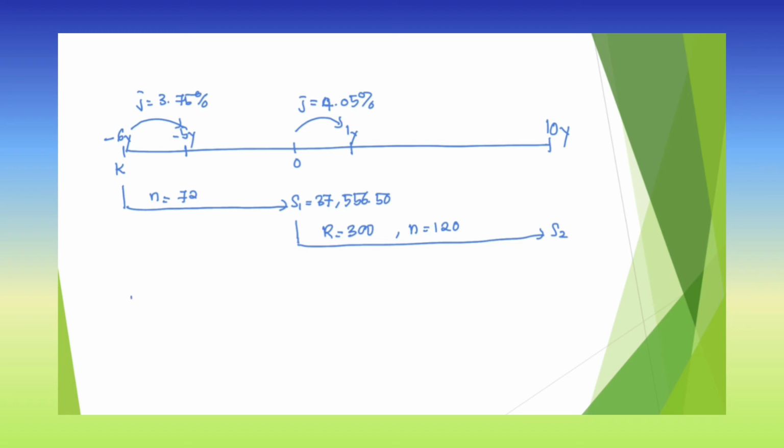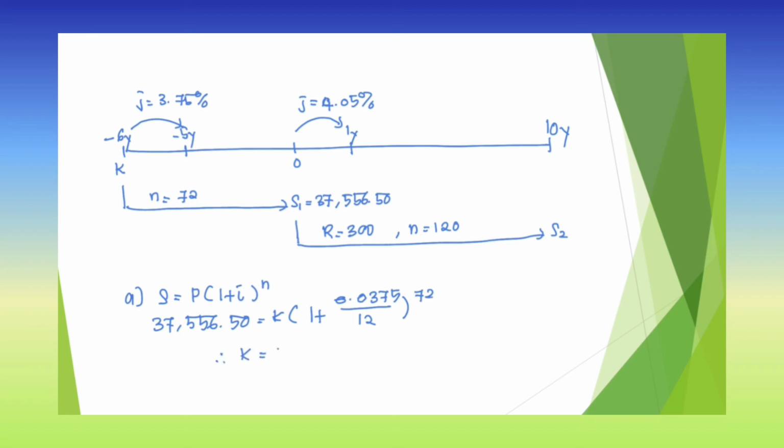For question A, find the value of K. To find K, we use the formula S equals P (1 plus I) to the power of N. So K is the principal, S is 37,556 and 50 cents. 37,556.50 equals K times (1 plus 0.0375 over 12) to the power of 72. Therefore, K equals RM 30,000.